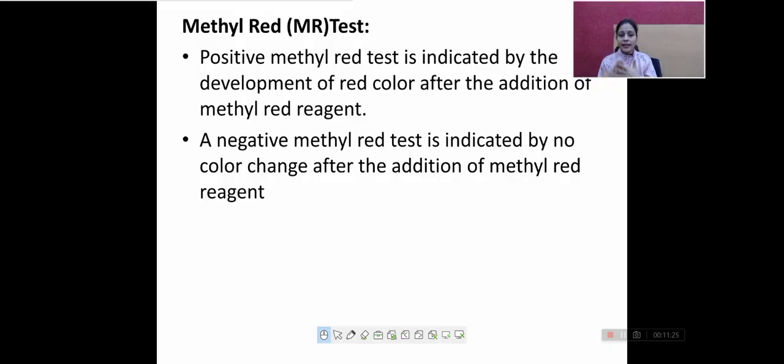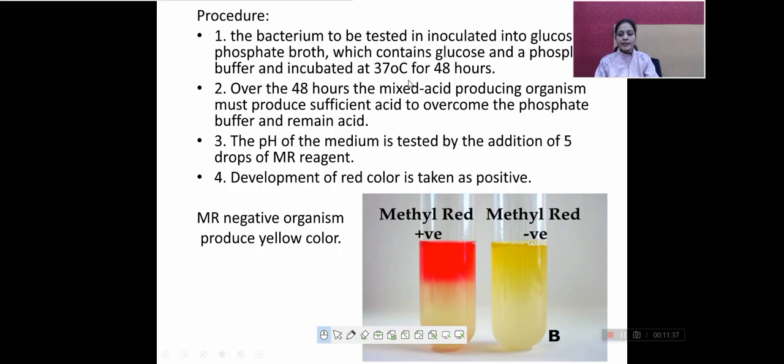See here, this is the addition. When we add the methyl red, it produces a color. We added it in both test tubes, this one and this one. If the sample has a positive methyl red test, it produces a red color, and if it is negative, there is no change of the color.